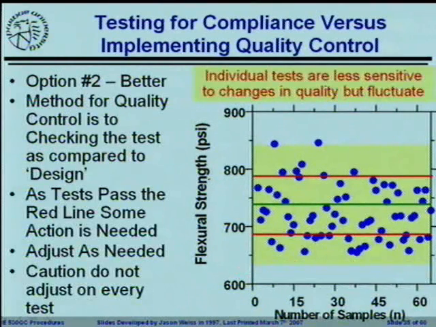The second way is to use this method to really be checking back against your design. Now, individual tests themselves are less sensitive to changes in overall quality because, remember, they have normal variability that's allowing them to fluctuate. You don't want to make an adjustment on any single test. You don't want to go in and say, oh my goodness, this one's a little bit low, let me put some extra cement in, because you're going to be chasing something that may just be the normal variation. What you're really looking for is that special variation, and that's what you're trying to track down.